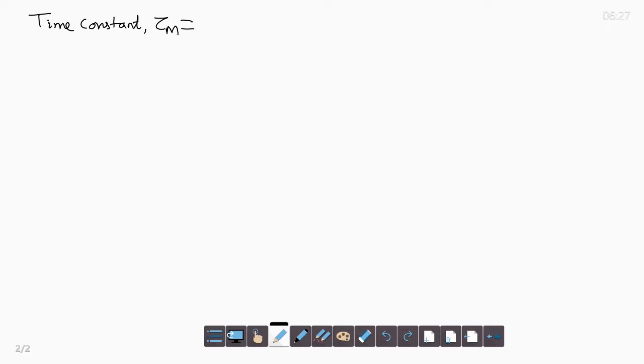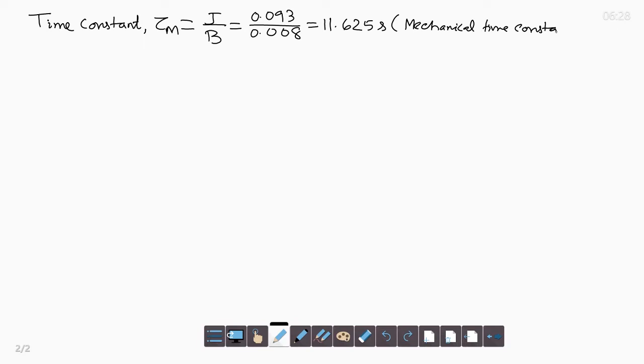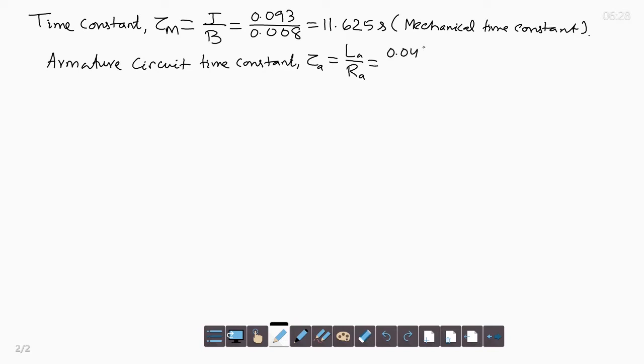Time constant tau m is J by B, that is J is 0.093 and B is 0.008. So, it is 11.625 second. This is the mechanical time constant. Armature circuit time constant, it is tau A, that is LA by RA. LA is 0.046 Henry and RA is 1, so 0.046 second.